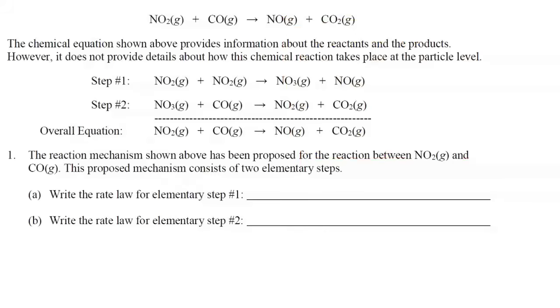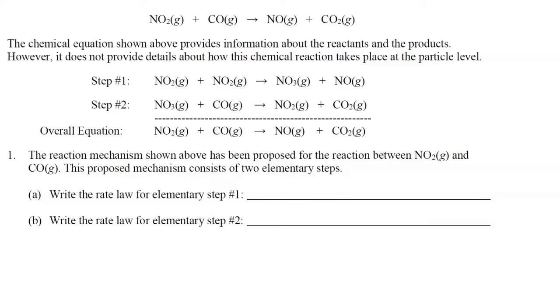All right, let's take a look at number 1 in your packet. The chemical equation shown above, which involves nitrogen dioxide, NO2, reacting with carbon monoxide, CO, to produce nitrogen monoxide, NO, and carbon dioxide, CO2, provides information about the reactants and the products. However, it does not provide details about how this chemical reaction takes place at the particle level.